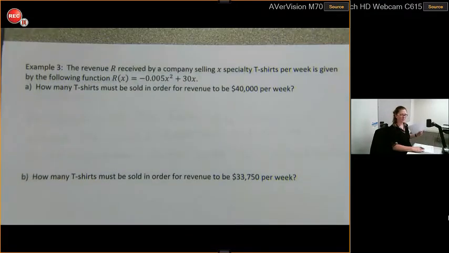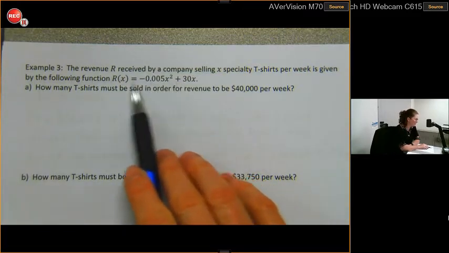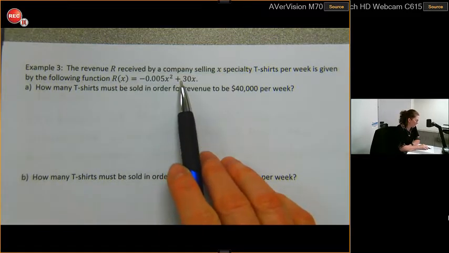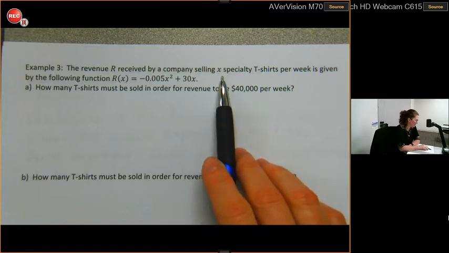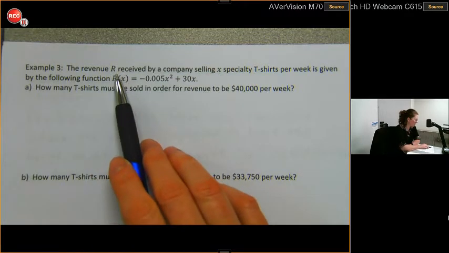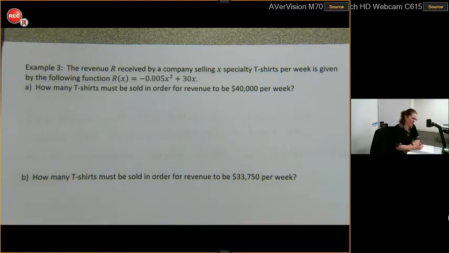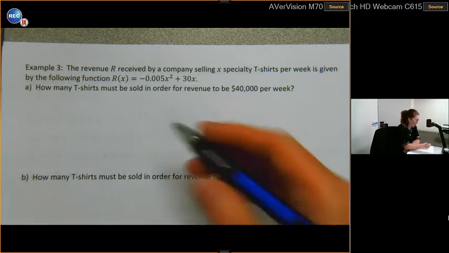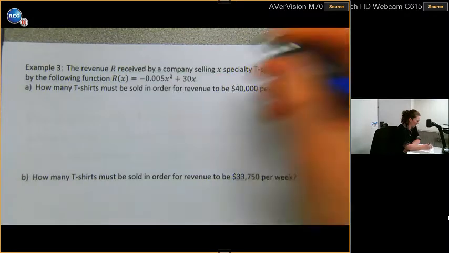In the next example, a little bit of a word problem here. What's important is we have this function, and we're talking about selling shirts, X number of shirts. R is the revenue, or how much money they make. So how many t-shirts must be sold in order for the revenue to be $40,000 per week? So we're going to put in the 40,000 for the R.